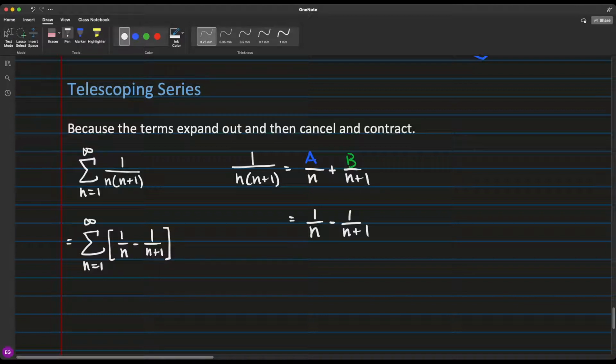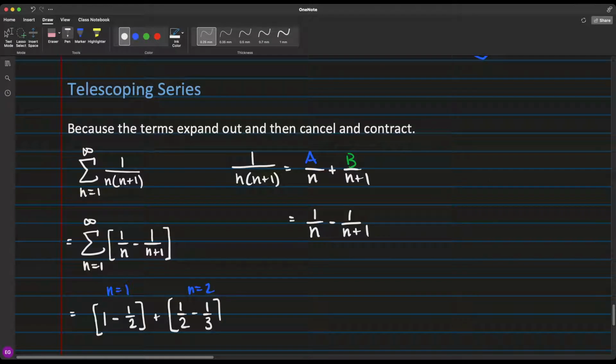Okay, now let's plug in some terms. Let's plug in n equals 1. If n equals 1, you're going to get 1 minus 1 half. Now, what about when you plug in n equals 2? You're going to get 1 half minus 1/3. And then you can plug in n equals 3. You're going to get 1/3 minus 1/4, right? Because I'm just plugging in the different n values. And then this goes forever and ever, plus dot, dot, dot.